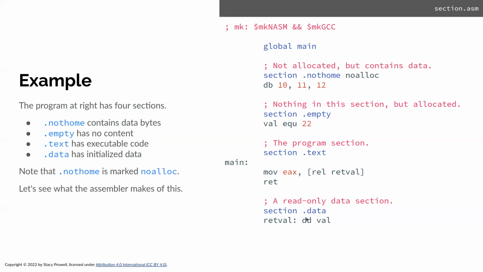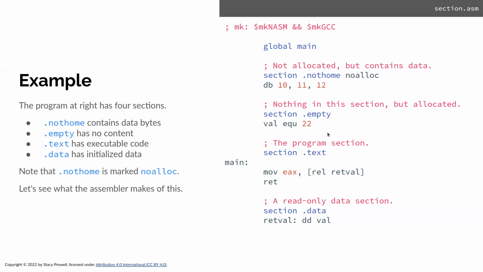I've got a section for read-only data. It has, I don't know why this is not over here, but there's a label retval. And it's a data double word of val. What is val? It's 22. So this will be 22. So return value, this is a complicated looking mess that just basically returns the value 22. Yay, I guess? I don't know. So return value, this is 22.